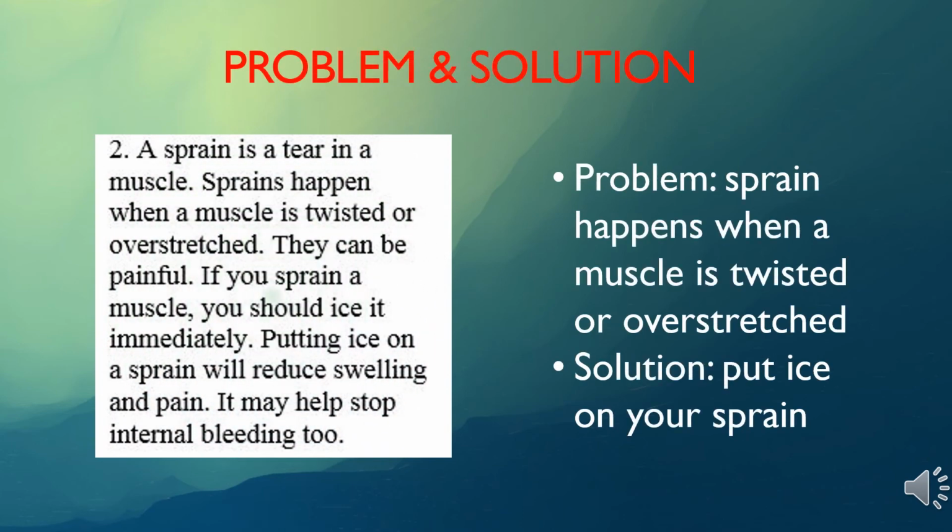Another one. A sprain is a tear in a muscle. Sprains happen when a muscle is twisted or overstretched. They can be painful. If you sprain a muscle, you should ice it immediately. Putting ice on a sprain will reduce swelling and pain. It may help stop internal bleeding.